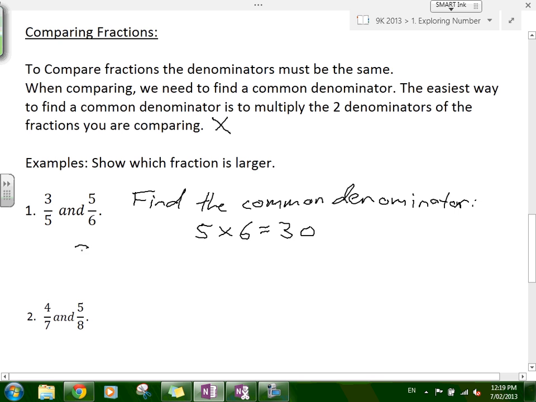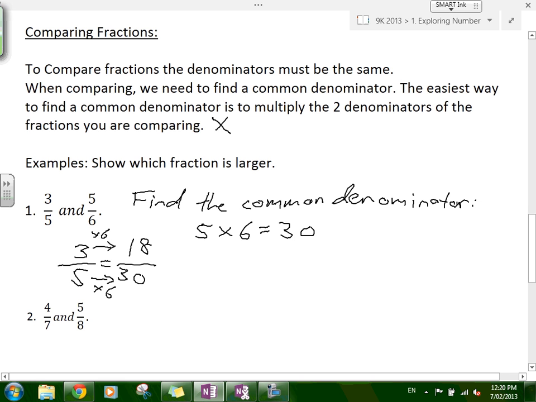Exactly. So let's just take it step by step. So 3 over 5 equals something over 30. What do I put in the top here? 18 over 30. Why do I put 18? You times it by 6. That's right. Times it by 6. So that's going to be 18.